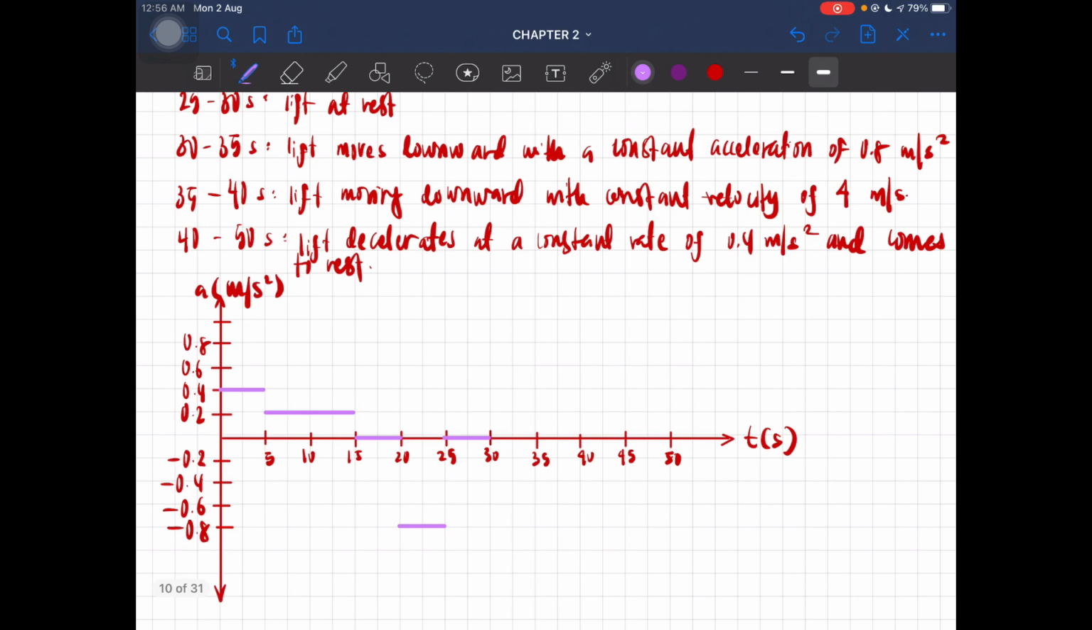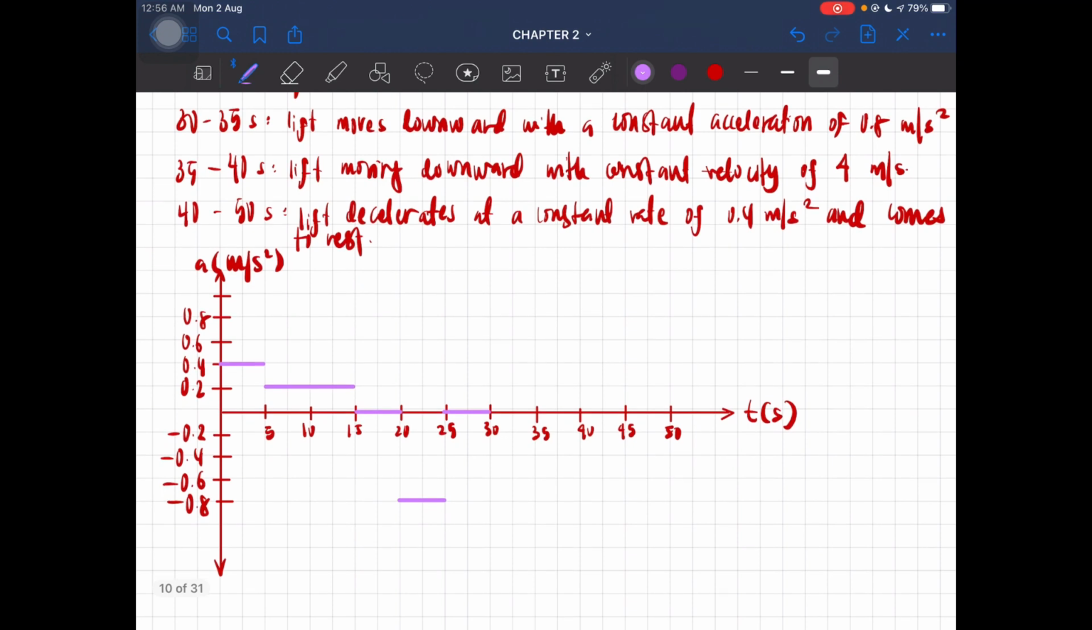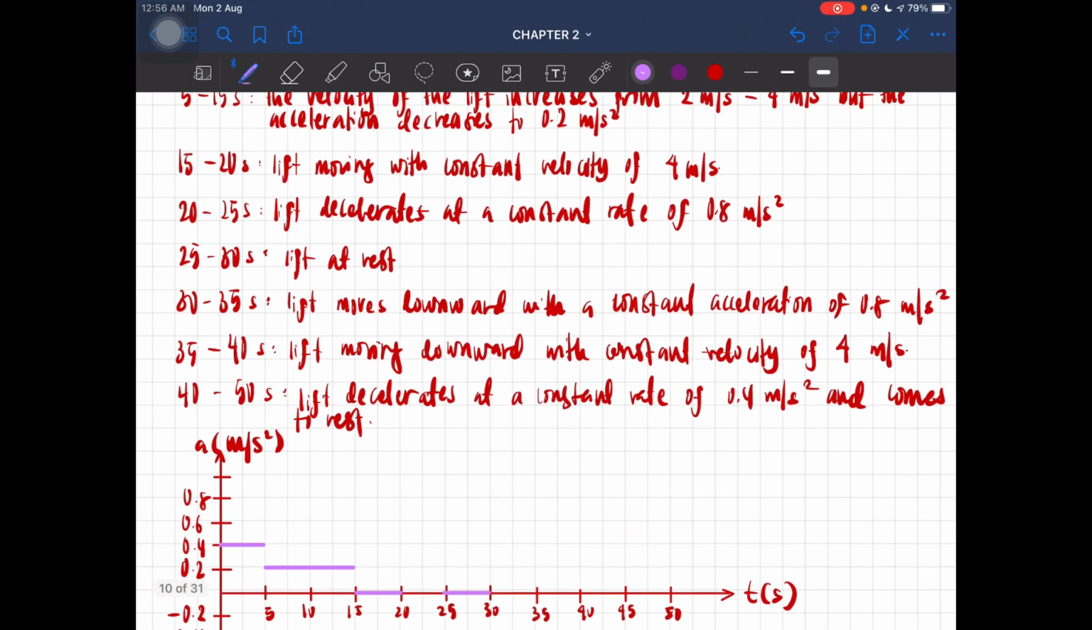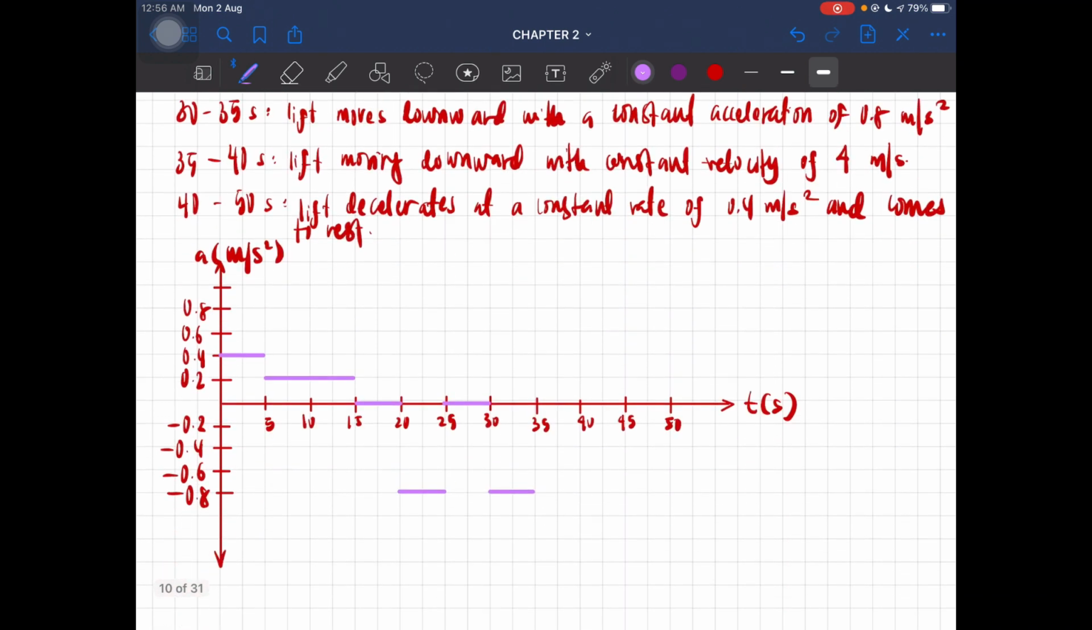And then after 30 to 35 seconds pula it moves downwards with a constant acceleration of 0.8 as well. Okay, and then 35 to 40 seconds pula it moves with constant velocity. Again, constant velocity means acceleration is 0. Okay, and then from 40 to 50 seconds the lift decelerates at a constant rate of 0.4. Okay, so that is your graph for acceleration against time graph.